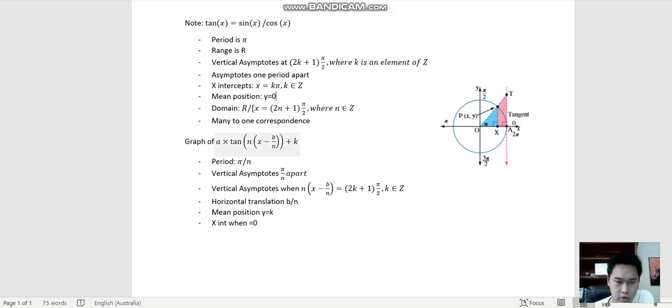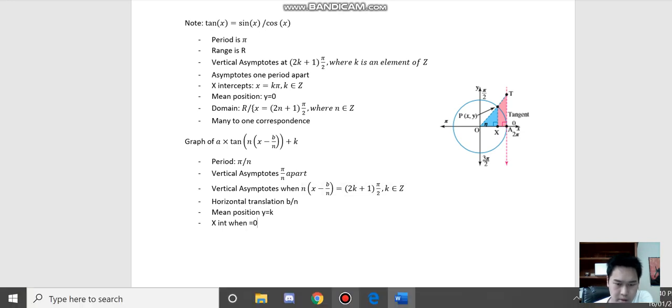So the second part of the graph is in general form: y = a tan(n(x - b)) + k. The period is pi on n. There's the distance of the asymptotes. This is kind of the same thing here: vertical asymptotes, horizontal translation, mean position, and the x-intercepts.